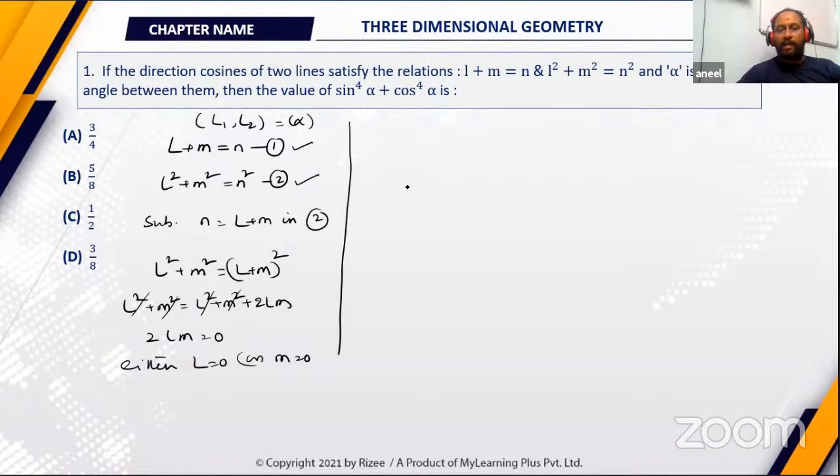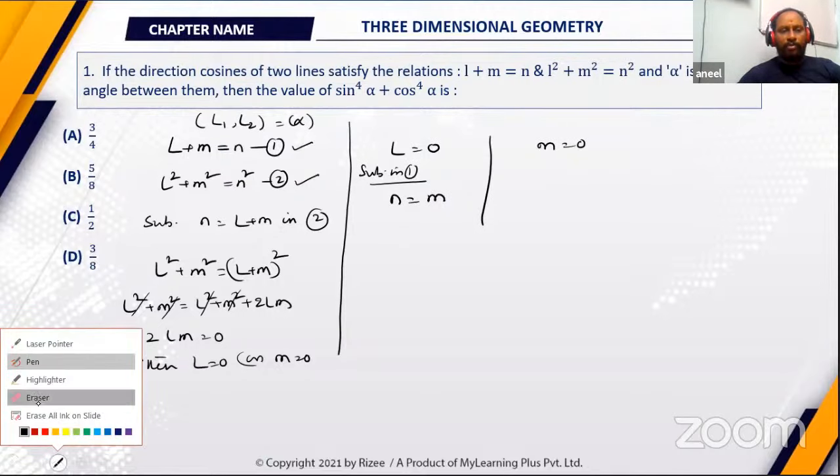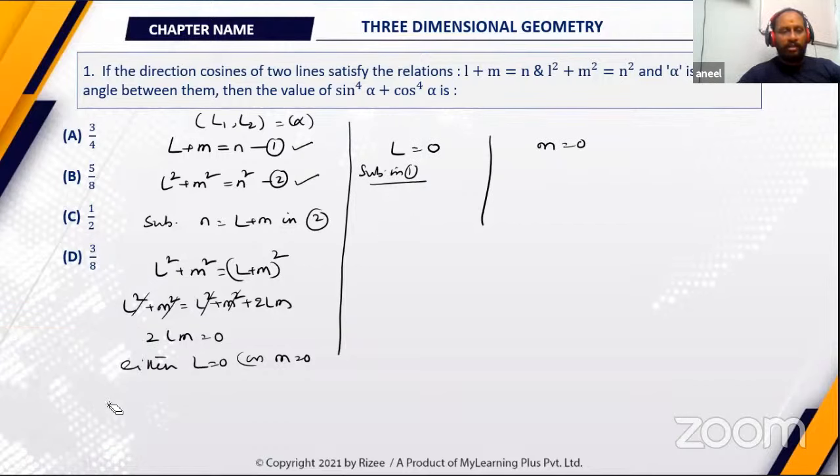So two cases are coming up here. One is l is equal to 0, another is m is equal to 0. Now substitute this in equation 1 again. Then what do I get? If l is 0, n will become m, or m will become n. Anyway, suppose I write it like this in the reverse order.